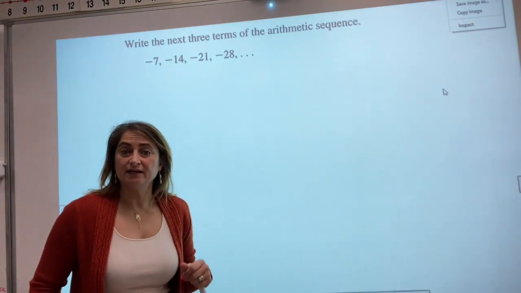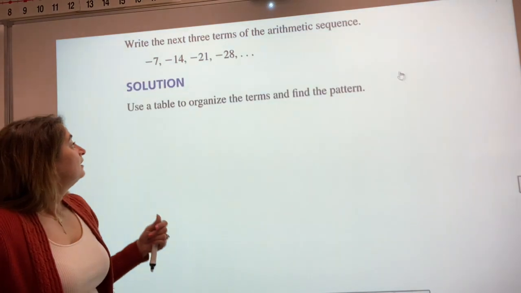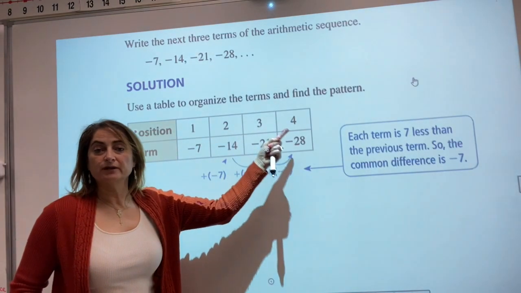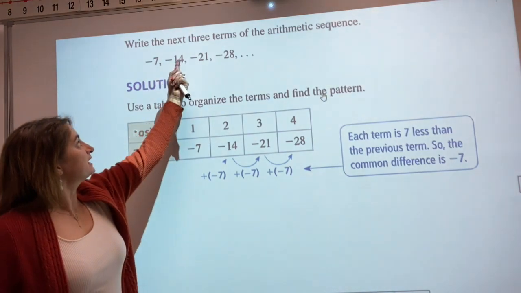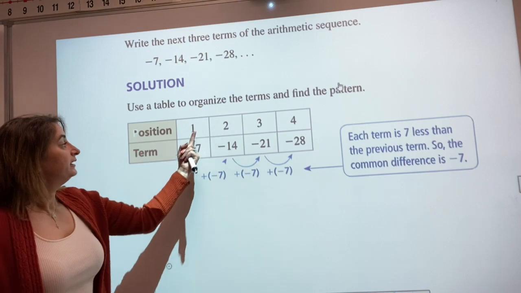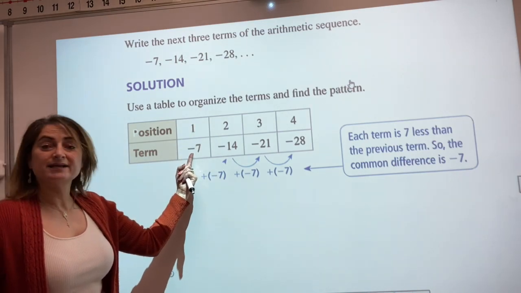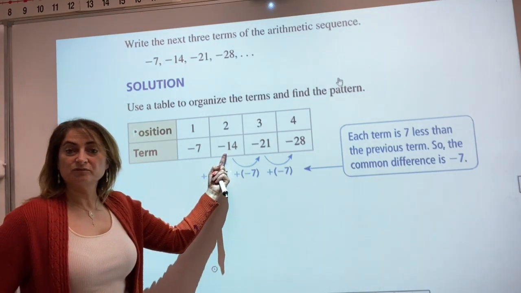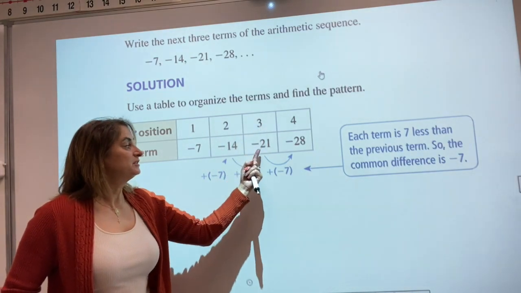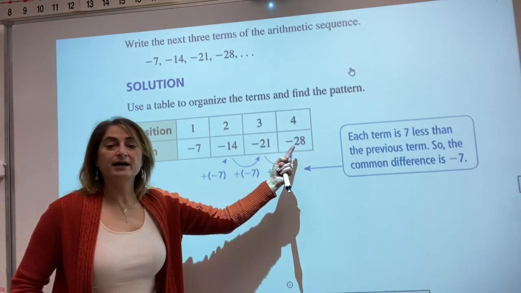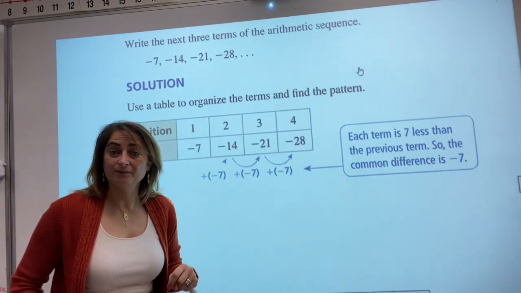Let's organize the data in a table. The positions are 1, 2, 3, 4, which is the first, second, third, and fourth. When the first position has a term of -7, the second position has a term of -14, the third position has -21, and the fourth position has a term of -28.